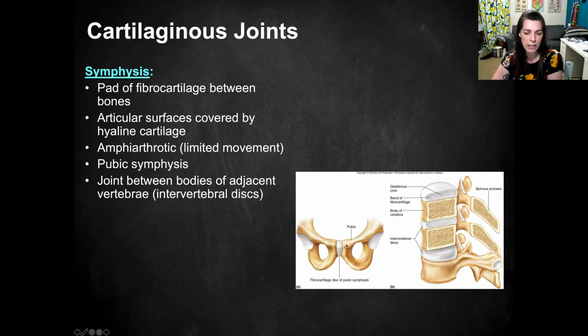So there's one that's a fibrocartilage disc of the pubis, where the right and the left side of the pubis meet together. There's a fibrocartilage disc, and this allows in women for childbirth, and then it also allows for the flexion in your spine, right? And so those are important.